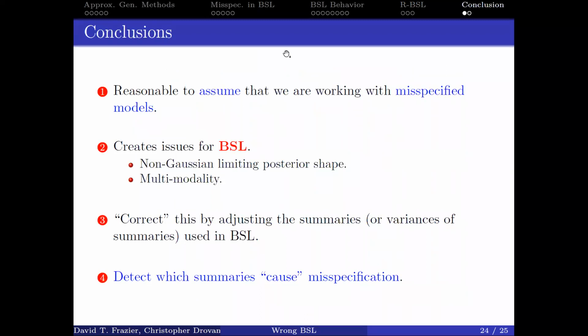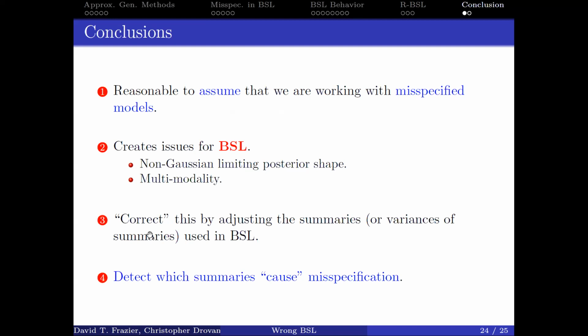Okay, so I'm going to go ahead and conclude. Basically, as I normally say in lots of my research, it's pretty reasonable to assume, in my opinion, that we're working with misspecified models. And as several people have said in this workshop, this creates issues for BSL. More particularly, we didn't know until now what exactly those issues were. We now know specifically those issues are that the BSL posterior can have a non-Gaussian limiting shape. It can be multimodal, or it could be kind of Gaussian, depending on where the modes are.